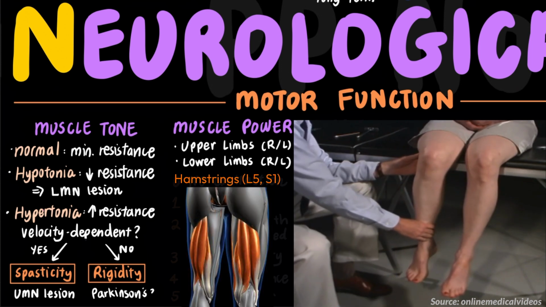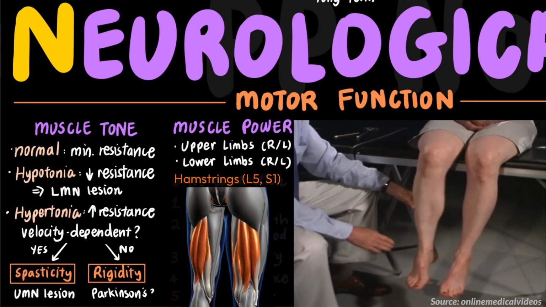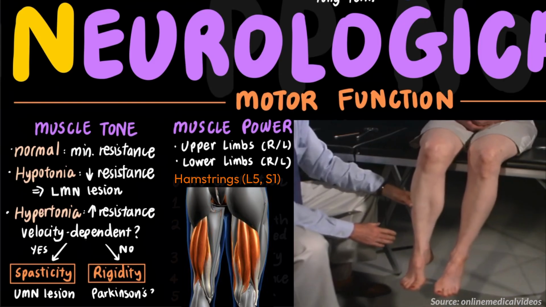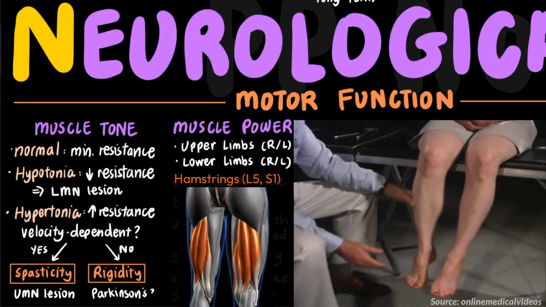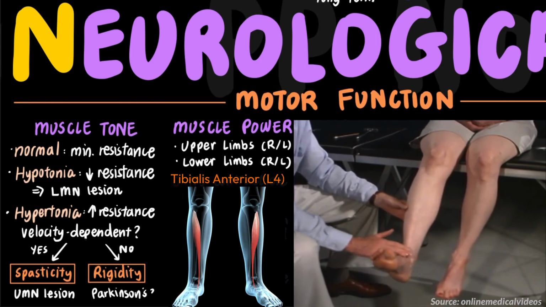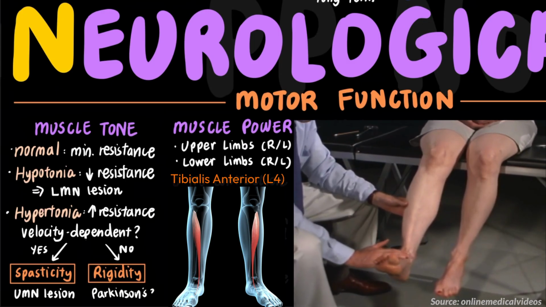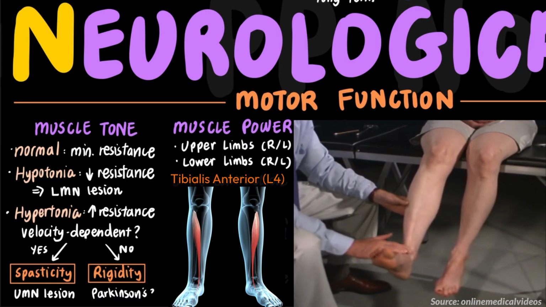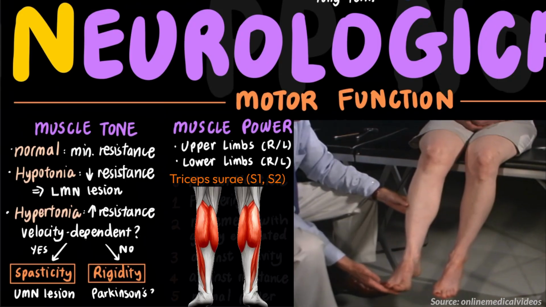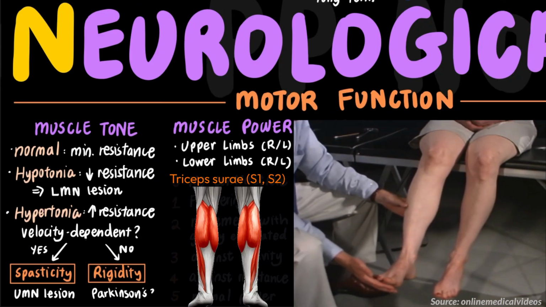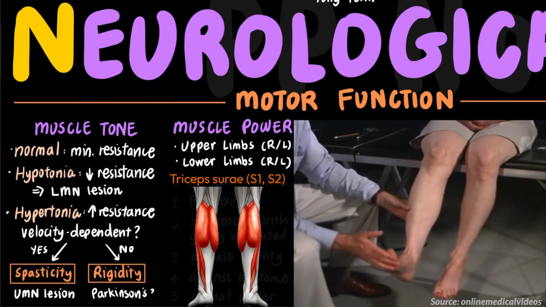To test the knee flexors supplied by L5 and S1, ask the patient to bend the knee while you resist the movement at the ankle. To test the ankle dorsiflexors supplied by L4, ask the patient to lift the foot upward toward the shin while you push down on the top of the foot. To test the ankle plantar flexors supplied by S1 and S2, ask the patient to point the foot downward while you resist the movement at the sole.